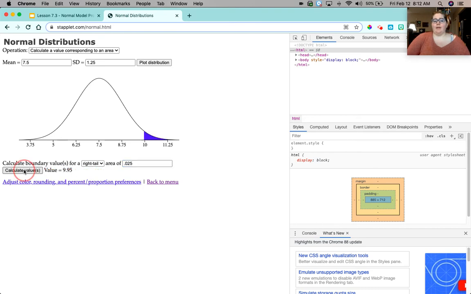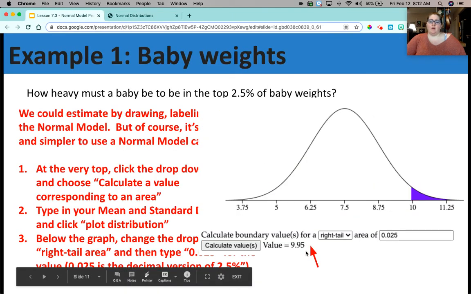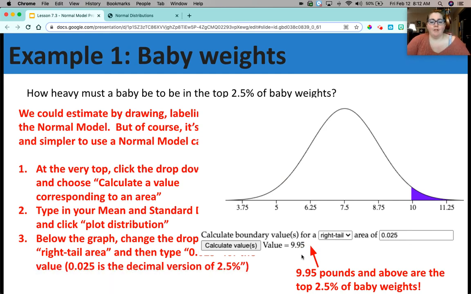Then I say calculate area, and it tells me the value that we're at. We estimated 10-ish by using the kind of our empirical rule percentages. The actual value is 9.95, so we're pretty close by estimating. So that means that babies who weigh 9.95 pounds and above at birth are the top 2.5% of baby weights. So that's how we can use our calculator to go backwards.